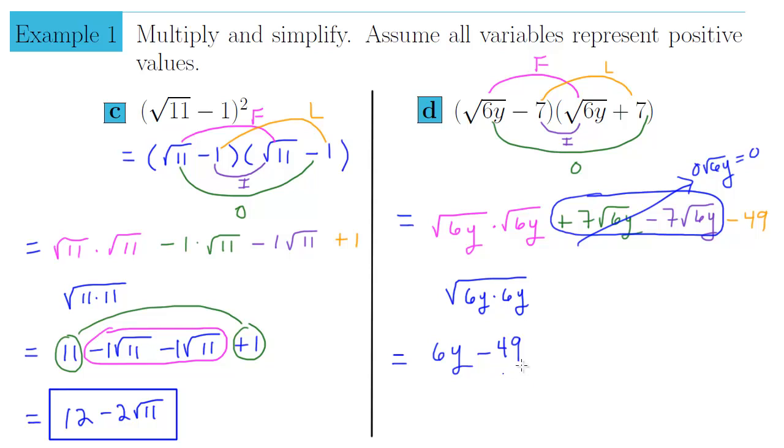Now that's really cool because if you notice, we started with two radical expressions, but because of the structure of the expressions, because they were exactly the same except one had a minus and one had a plus, the middle terms ended up canceling out. And in the very end, there were no square roots left at all.